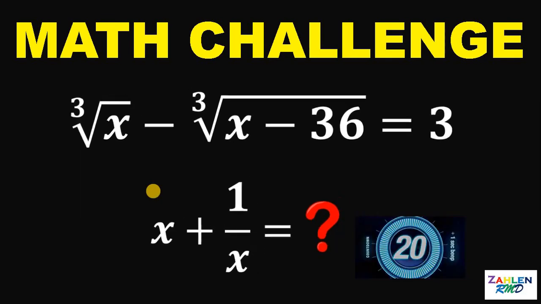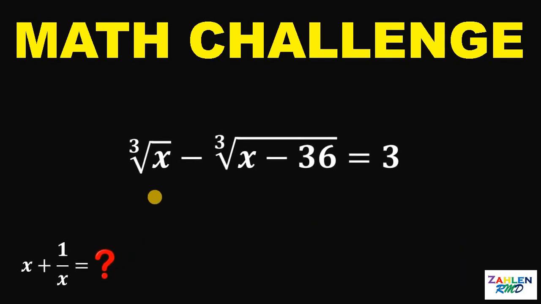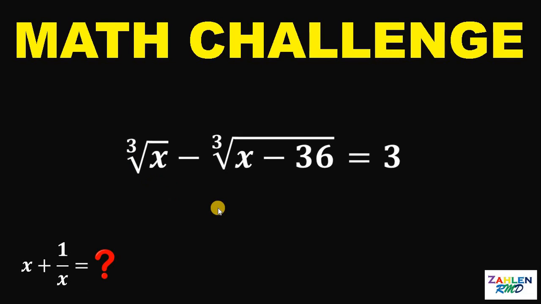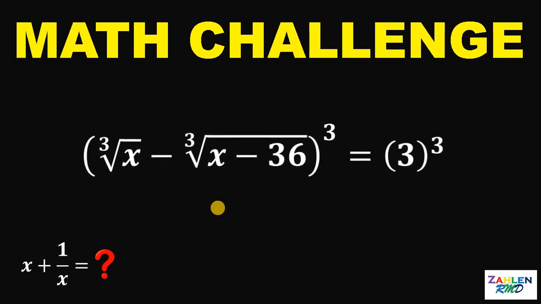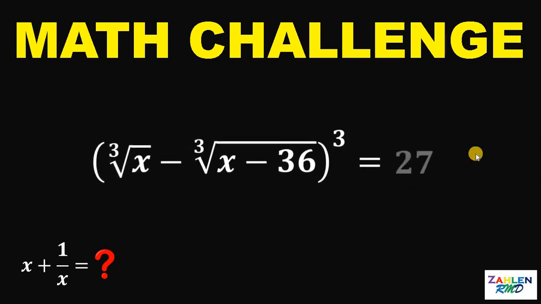Time's up. Now, let's answer this question together. Now, what is our first step to answer this question? This is obvious because we have a cube root, so we need to cube on both sides. Now, let's simplify. The right-hand side is just 3 raised to 3 or just 27.